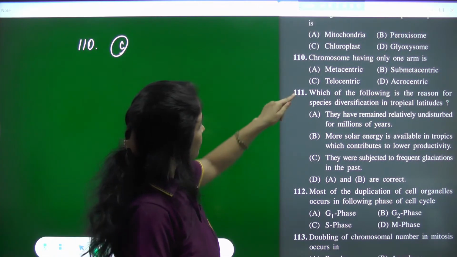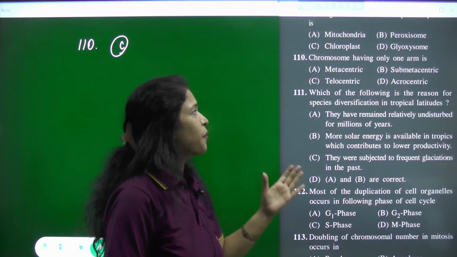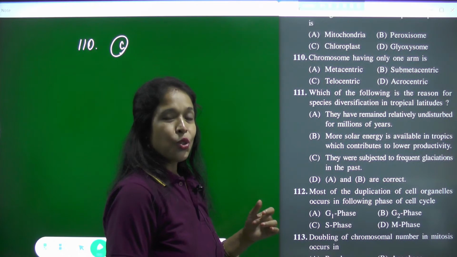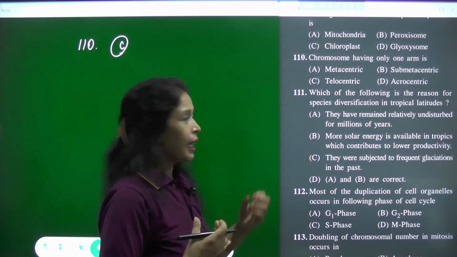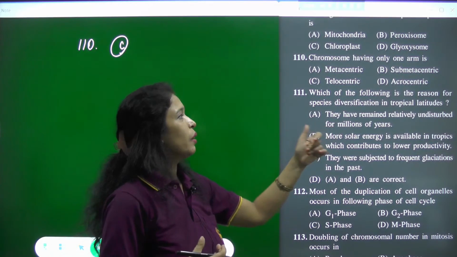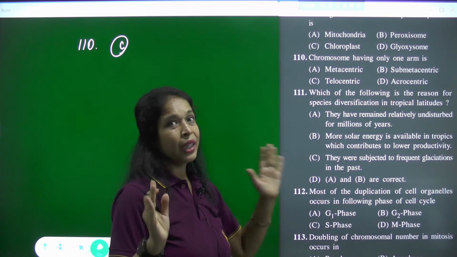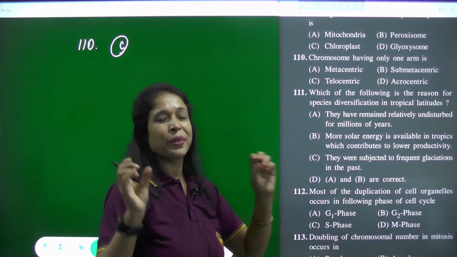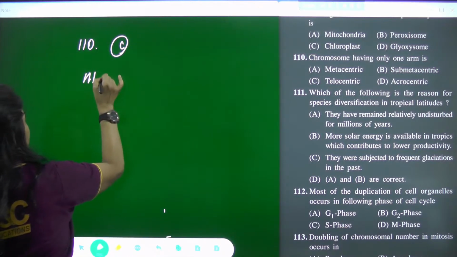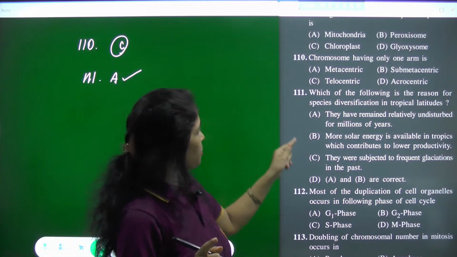Fine. Which of the following is the reason for species diversification in tropical latitude? So, which statement will be correct for species diversification? Let's see. They have remained relatively undisturbed for millions of years. Very true. In the tropical areas, species remain undisturbed. So the first option of 111 is right. We will also see the other options.